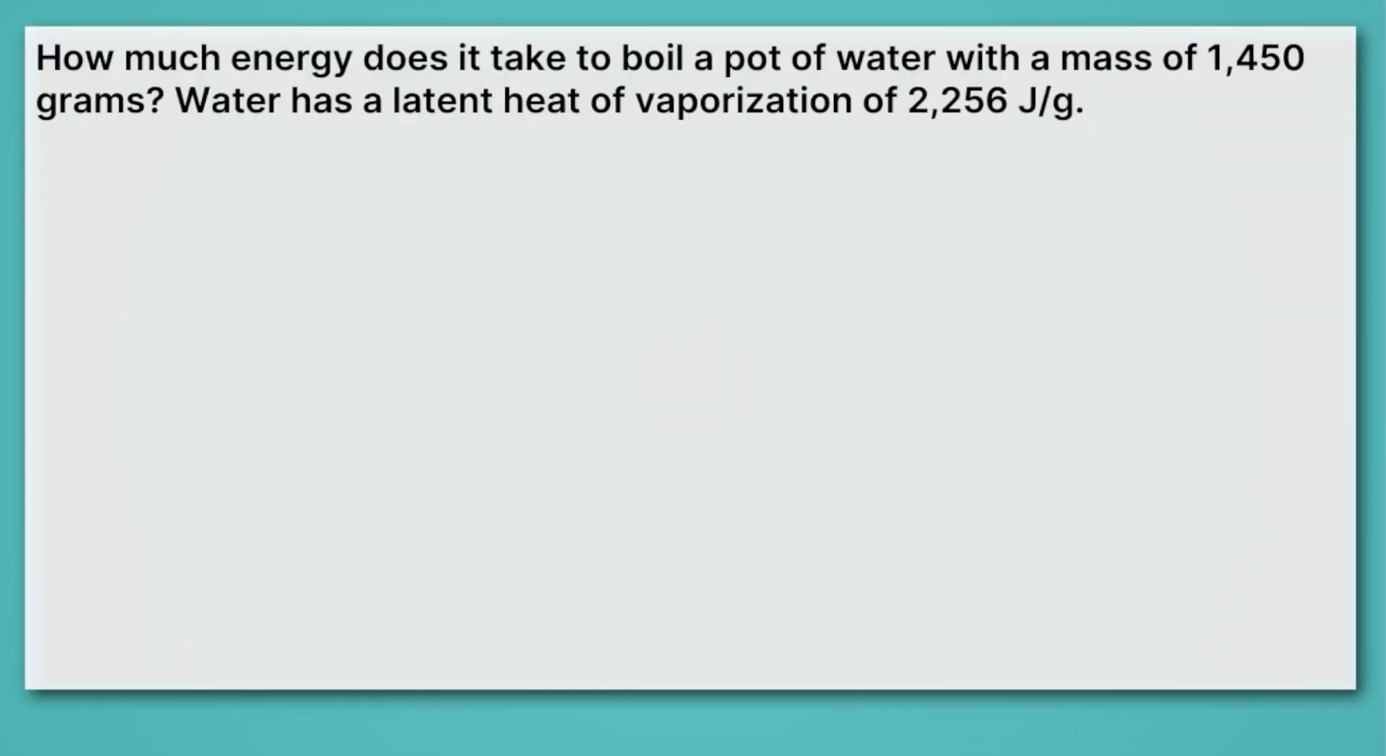This problem says, how much energy does it take to boil a pot of water with a mass of 1,450 grams? Water has a latent heat of vaporization of 2,256 joules per gram. Notice in this lesson so far, we haven't actually given you an equation. Well, in your notes, you should find an equation you can use, but we're going to just solve this problem as a unit conversion. Let's take a look at how to do that. We know we're starting with 1,450 grams. And we know that we want to go to energy. So what unit are we going to? Well, we're going to be going to joules.